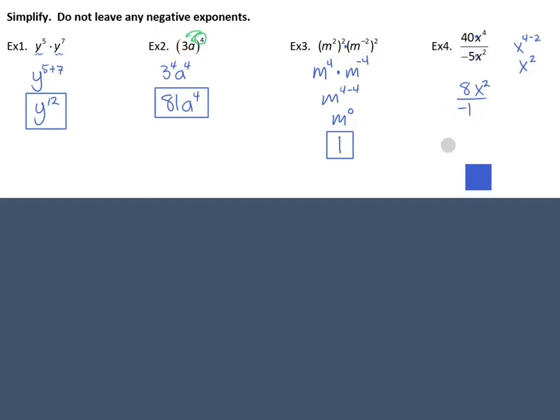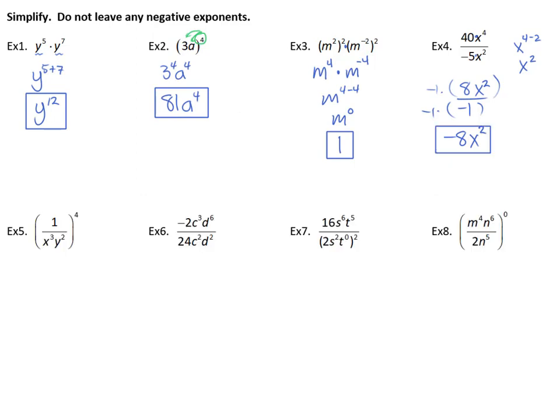Now here, if there's just a negative 1 in the bottom, it's almost not a reason to leave this as a fraction. Just like you can divide fractions, top and bottom, by a number, you can also multiply. So typically we don't want to leave a negative 1 in the bottom. So I'm going to multiply top and bottom by negative 1, which would give me negative 8x squared over positive 1, which doesn't need to be a fraction anymore.